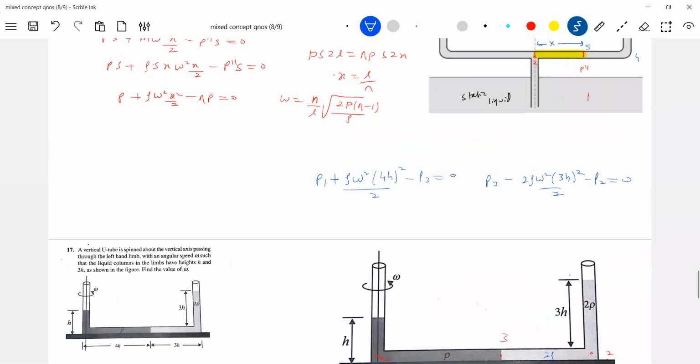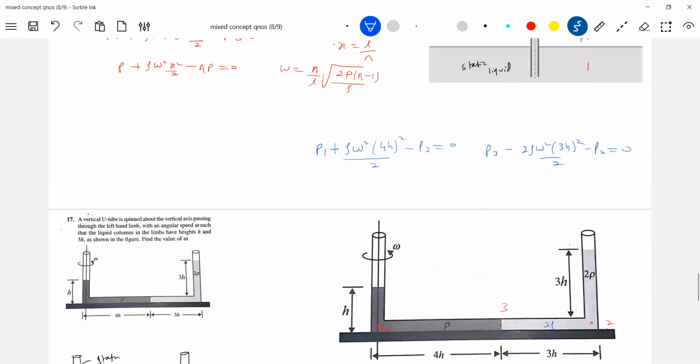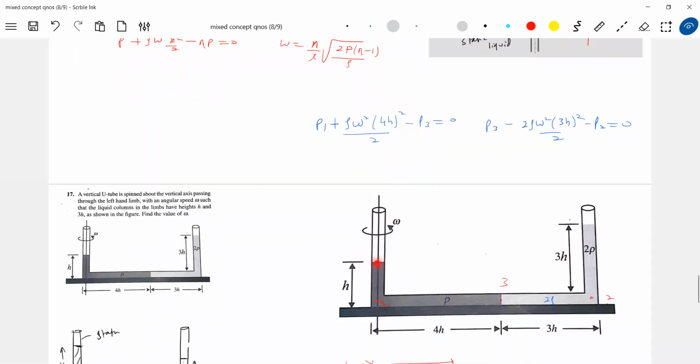Rotating liquid column, no problem. Or, sir, I want to write the manometric equation from here to here. Straight away you write it, no? So pressure here is P naught plus rho g h. If you are very smart and want to save time, what is the equation you're going to write?